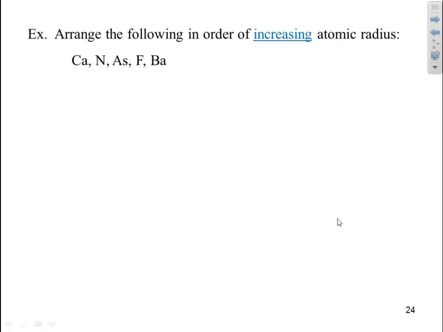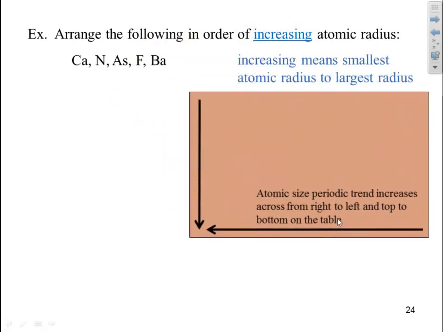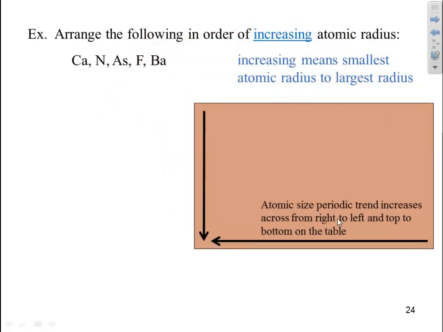Let's arrange the following in the order of increase in atomic radius. You have calcium, nitrogen, arsenic, fluorine, and barium. One thing to realize when you're answering a question like this is, what does it mean by increase in atomic radius? That means from the smallest atomic radius to the largest atomic radius. Remember the trend: atomic size increases across a period from right to left and down a group from top to bottom.